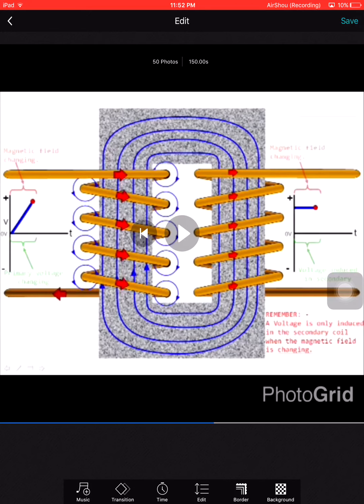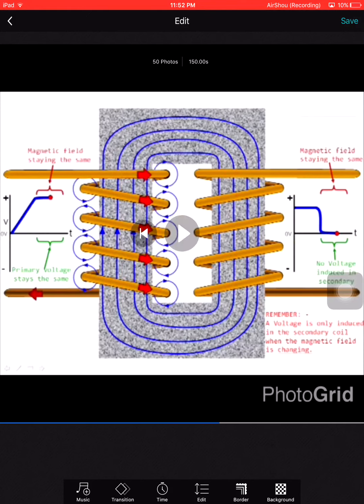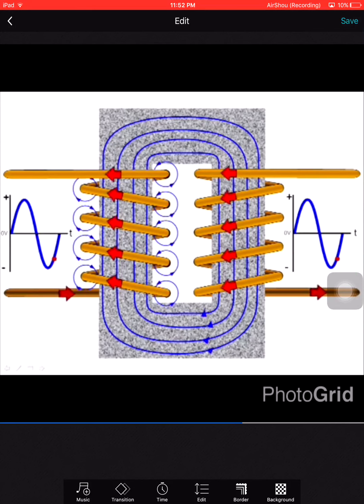As you can see, when the primary voltage is changing, the magnetic field is also changing on the primary side. Similarly, in the secondary coil, we can observe that there is no voltage induced when the magnetic field stays the same in the primary coil. This represents that the voltage is the same in both the coils. Therefore, no current is induced. If we look at the graph, it represents the voltage with respect to time in both the primary and the secondary coil.